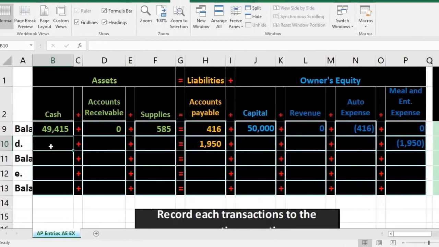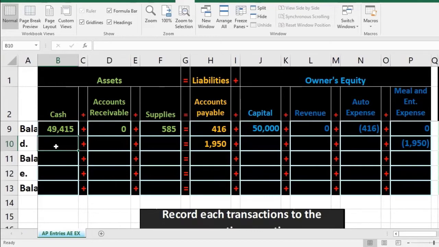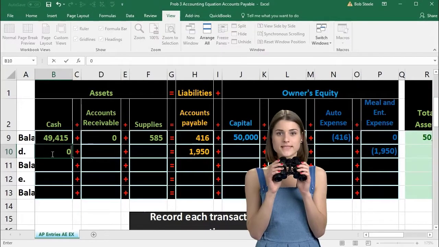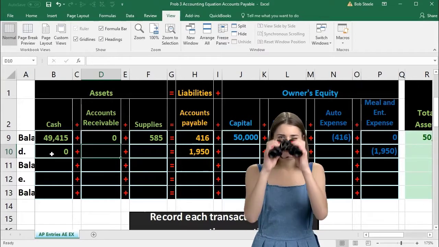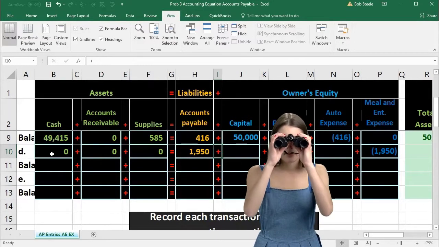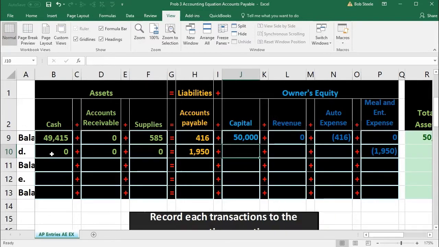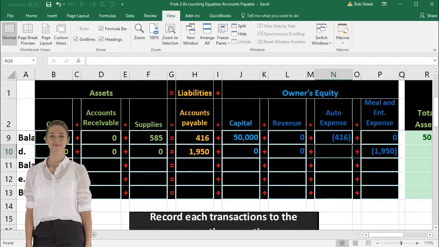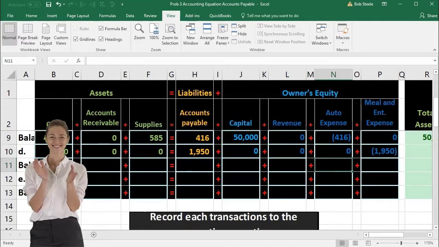And then we're going to enter the rest of the data, just entering the zeros for the rest of the data, starting with B10, 0, tab, tab, D10, 0, tab, tab, F10, 0, tab, tab, tab, tab, J10, 0, tab, tab, L10, 0, tab, tab, N10, 0, and enter.